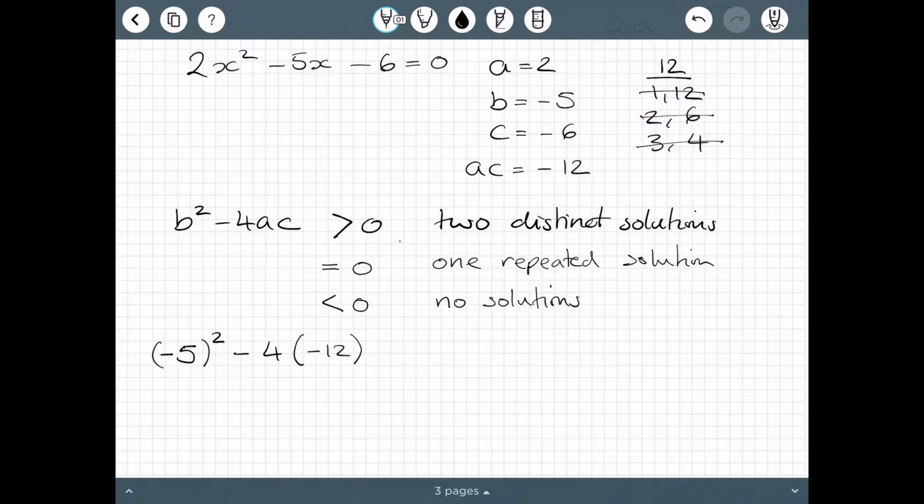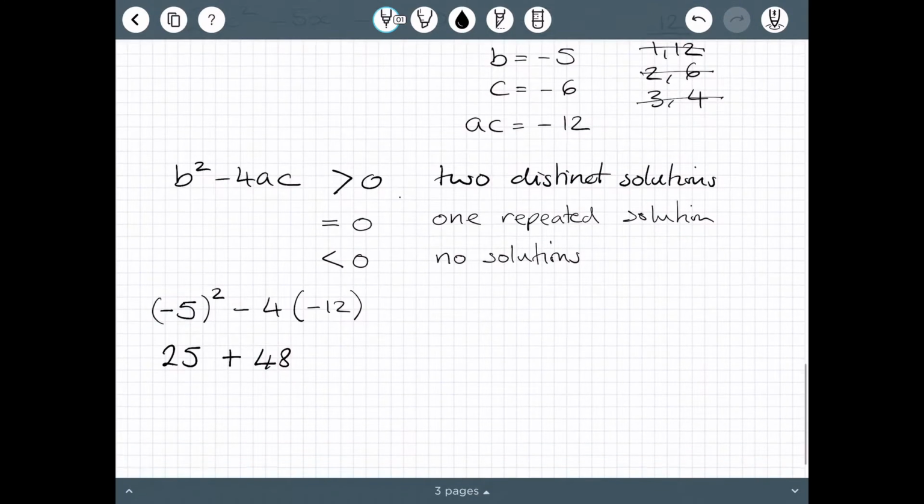Negative 5 squared is 25. Negative 4 times negative 12 is positive 48. And then when we add these two together, we get 73. Now that means this is greater than 0, so we have two distinct roots, two different roots. Okay? So we can use this now with the formula.